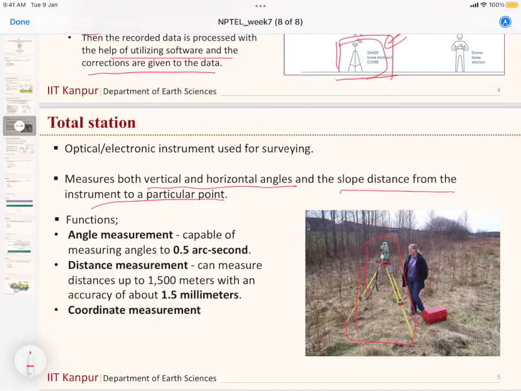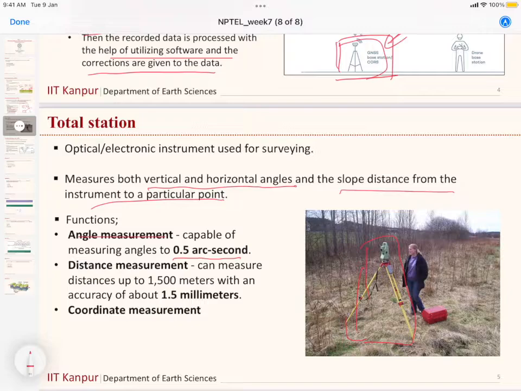From this we can see that it has three major functions. First is angle measurement, and the accuracy of the angle is around 0.5 arc seconds. Up to this level it can measure the angle. The second function it has is distance measurement. It can measure a distance up to 1.5 kilometers with an accuracy of 1.5 millimeters.